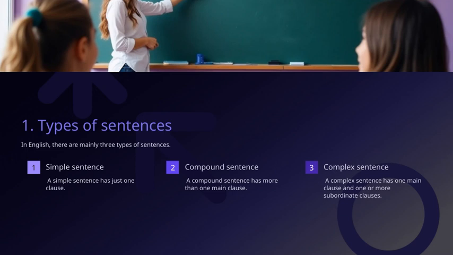Next, we have the compound sentence. This type combines two or more main clauses, often joined by words like and, but, or. It allows us to connect related ideas in a single sentence. Lastly, we have the complex sentence. This one includes one main clause and one or more subordinate clauses. These subordinate clauses add extra information or detail and are usually connected with words like because, although, or when.